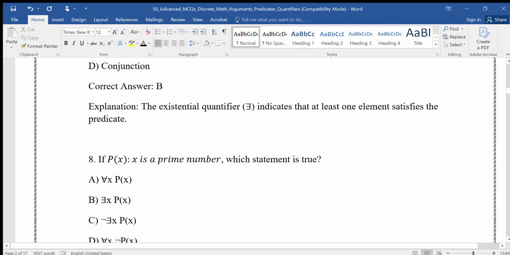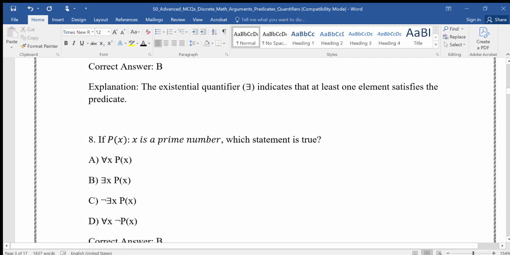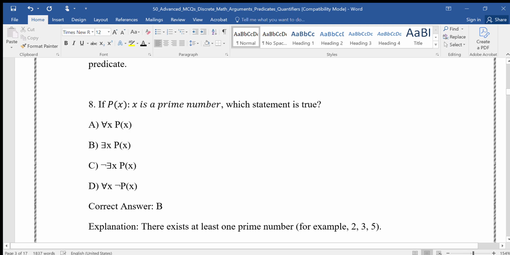MCQ 8. If P of x: x is a prime number, which statement is true? Options: for all x P of x; there exists some x P of x; negation, there exists some x P of x, like not for all x negation of P of x. The true statement is there exists some x P of x.